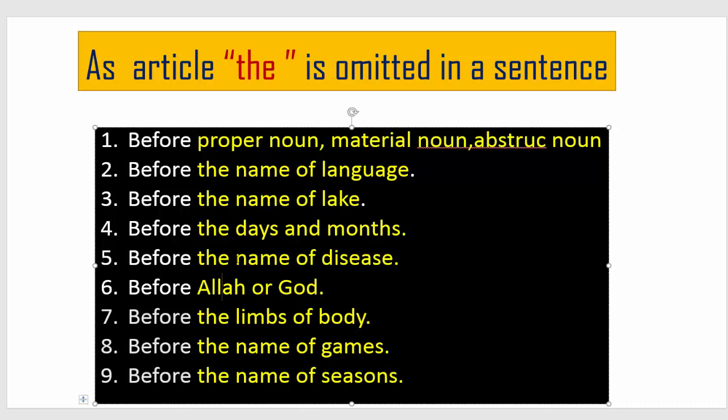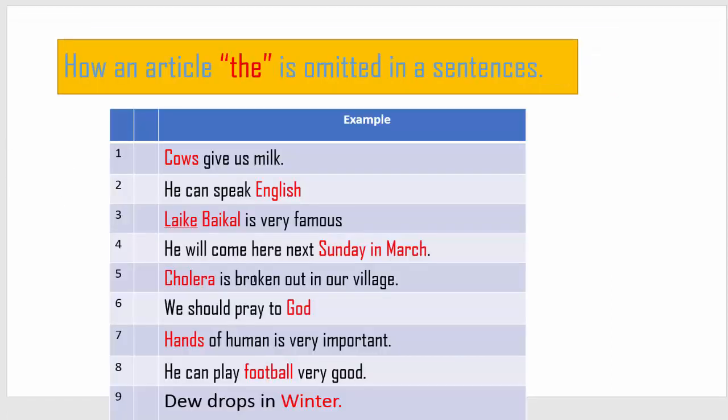Okay, let us discuss the nine points with examples. Cows is a proper noun, here the is omitted. Cows give us milk. The is omitted before language. He can speak English. English is a language. Here we should not use the. Number three, the is omitted before lake. Lake Baikal is very famous. We should not use the before lake.